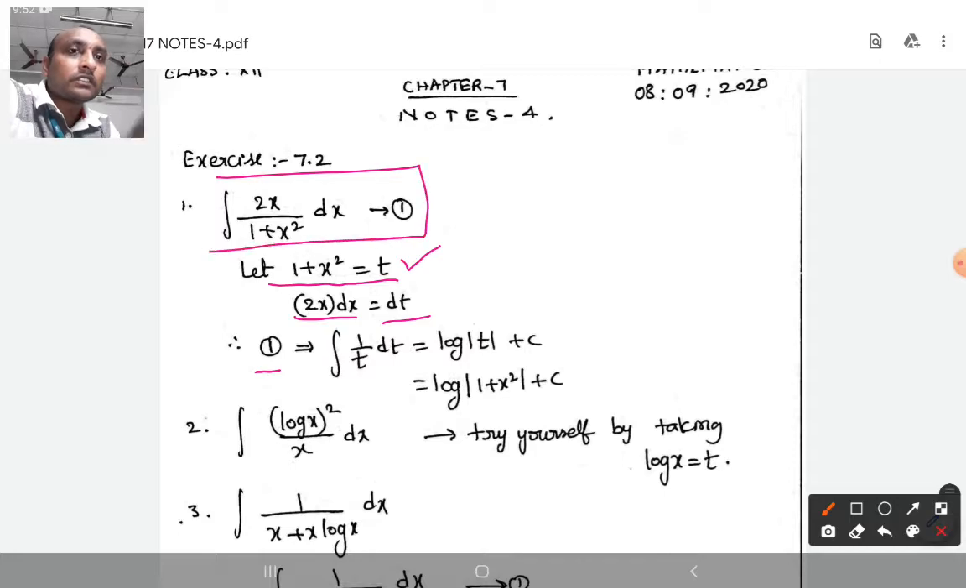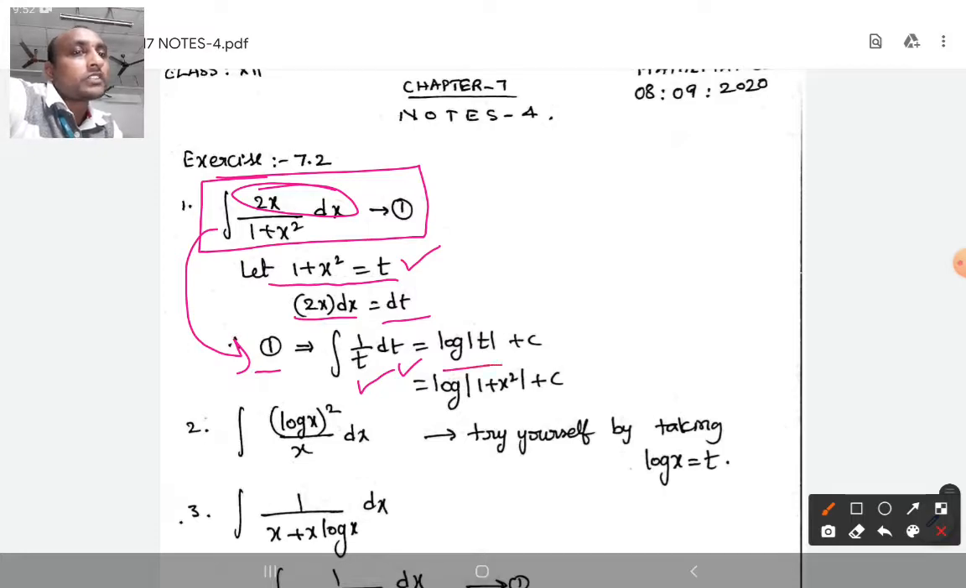See, it will be like this. As I took 1 plus x square, which is in the denominator, as t, it is 1 by t into 2x into dx, which becomes dt. So the integration of 1 by t is what? Log mod t plus c. What is t? 1 plus x square. Substitute it back, so log modulus 1 plus x square plus c.